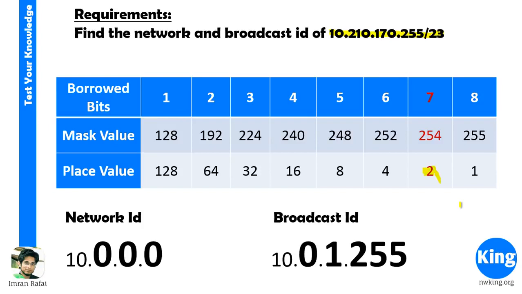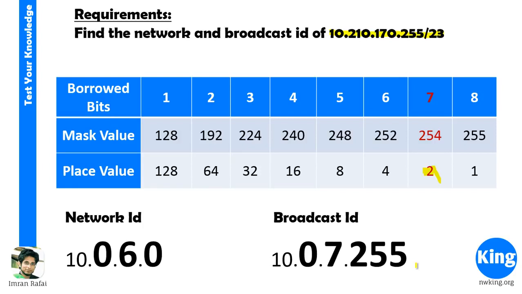We start with the first network ID, 10.0.0.0. What is the broadcast ID? Before we find out the broadcast ID, we need to find out what's the next network ID. It is 10.0.2.0 because we need to add 2 to the third octet. So 1 minus 10.0.2.0 is 10.0.1.255.